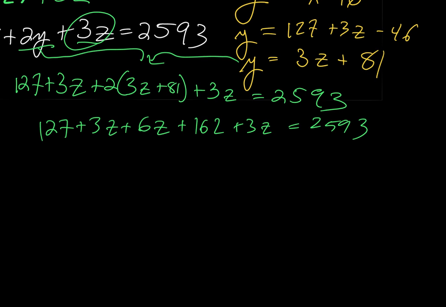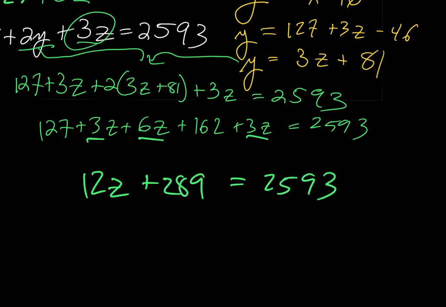On the left-hand side, I have 3 plus 6 plus 3. I have a total of 12 z's, 3, 6, and 3. And then for numbers, I have a 9, an 8, and a 2, and this equals 2593. Subtract 289 from both sides, and that's where I'm not necessarily showing that step because we're now beyond Algebra 1, but 2593 minus 289 is 2304. If you show the step, there's nothing wrong with that.